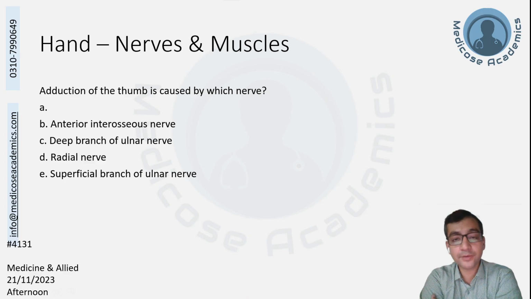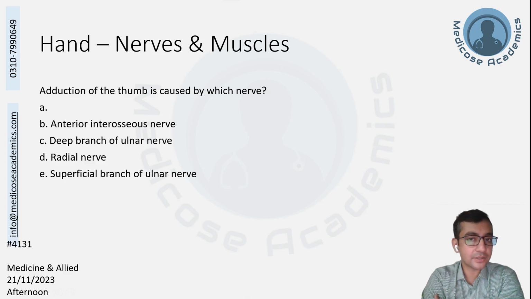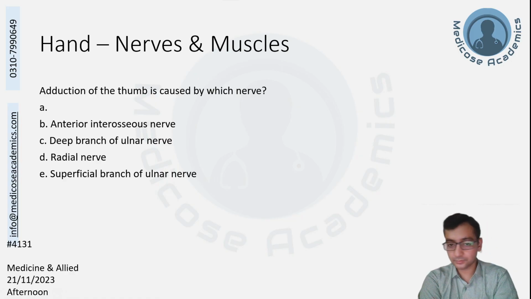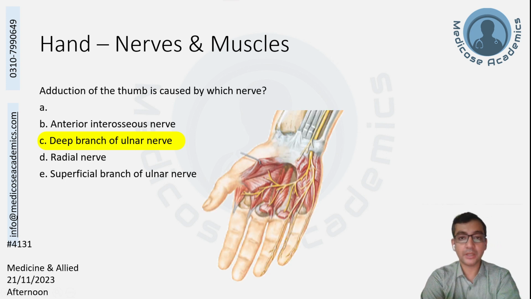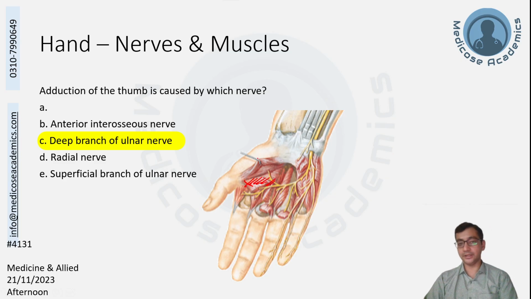Adduction of the thumb is caused by which nerve? Ulnar nerve, the deep branch of the ulnar nerve that supplies the adductor pollicis muscle. It supplies this muscle, and this is the adductor pollicis muscle that is supplied by the deep branch of the ulnar nerve.